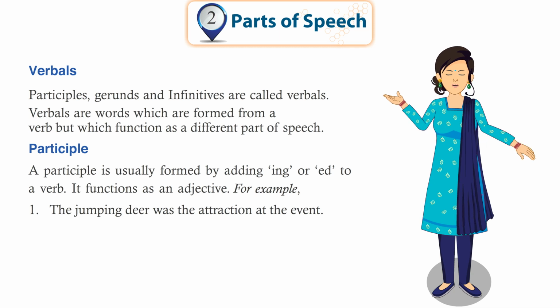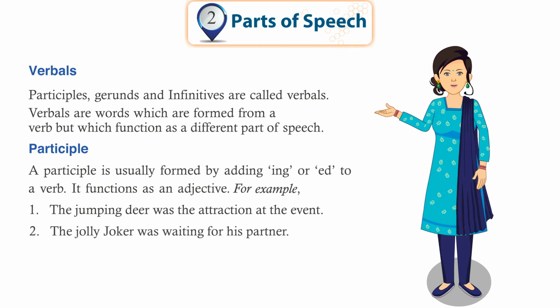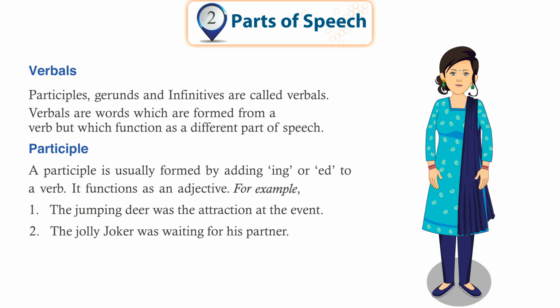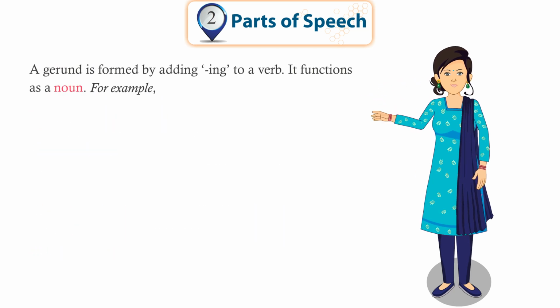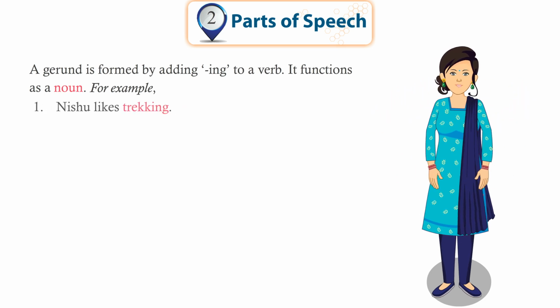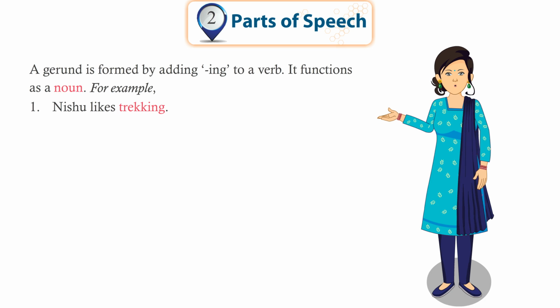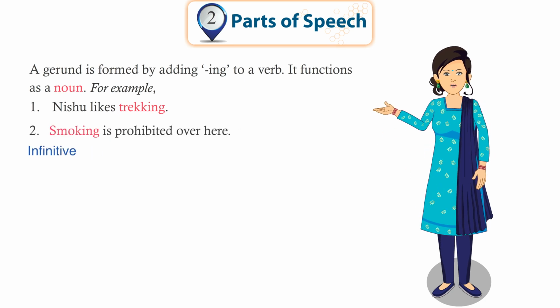For example, the jumping deer was the attraction at the event. The jolly joker was waiting for his partner. Gerund. A gerund is formed by adding ing to a verb. It functions as a noun. For example, Nishu likes trekking. Smoking is prohibited over here.